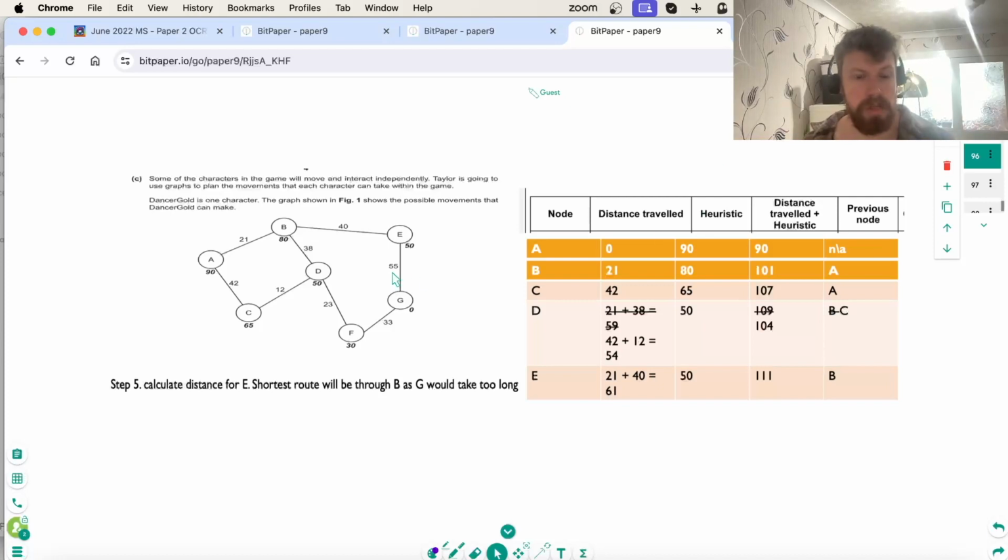Calculating E. For this one, it's going to make sense for us to go from B because we're adding in a load of extra routes there. So if we were to go through D, for that one it's going to be 21 plus 40, which gives us 61. The heuristic there is 50, as we can see underneath there. We add those two together, that gives us 111, and the previous node for that one is B.